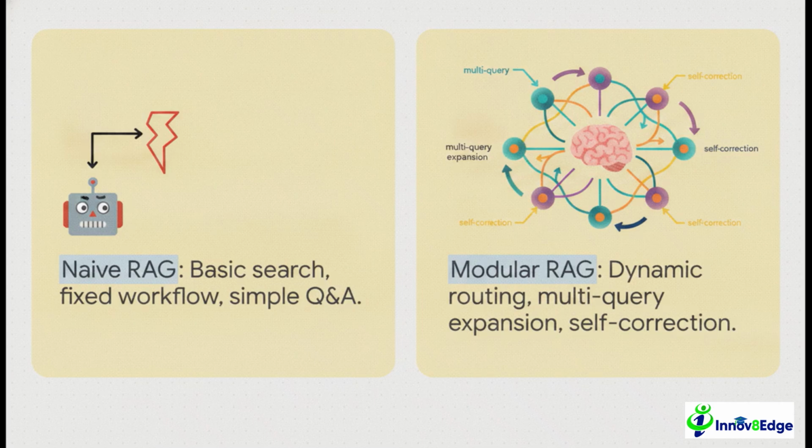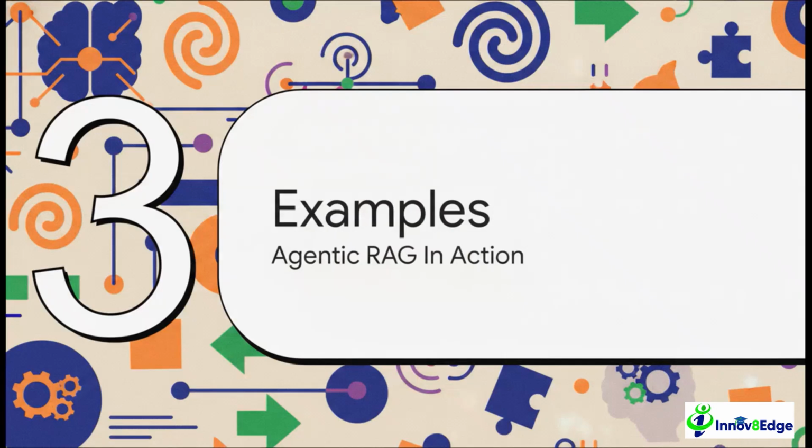To fix that, we need a shift to modular or advanced RAG systems. These systems don't just blindly pull data. Instead, they dynamically route queries, they expand a single question into multiple subquestions, and they even self-correct if the first batch of data they find just isn't up to par. It's a total game changer. Which brings us to part 3, examples, agentic RAG in action.